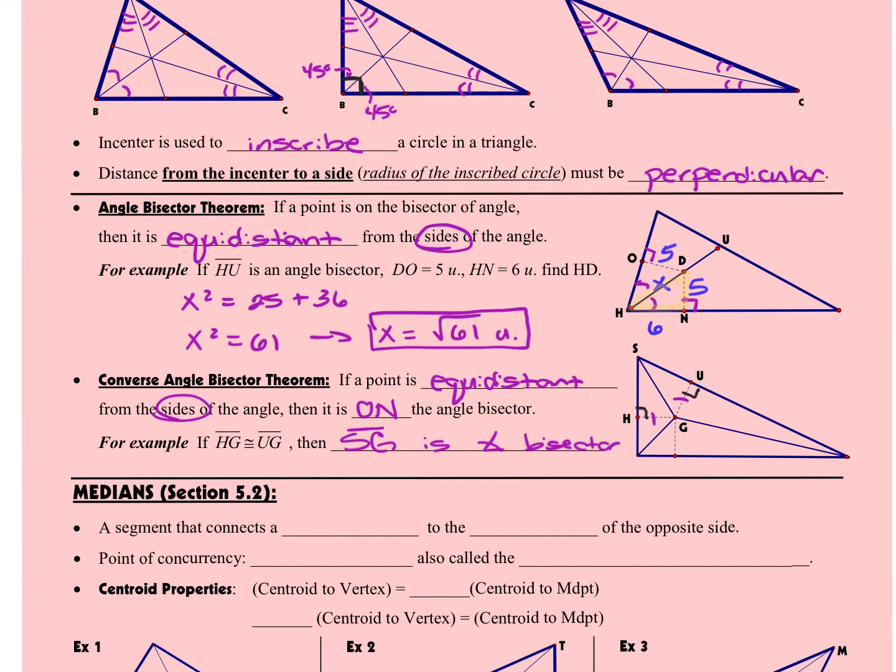Okay, that's all that we've got for angle bisectors. That's a pretty quick and short one. And then we've got 2 more segments to do in this chapter.